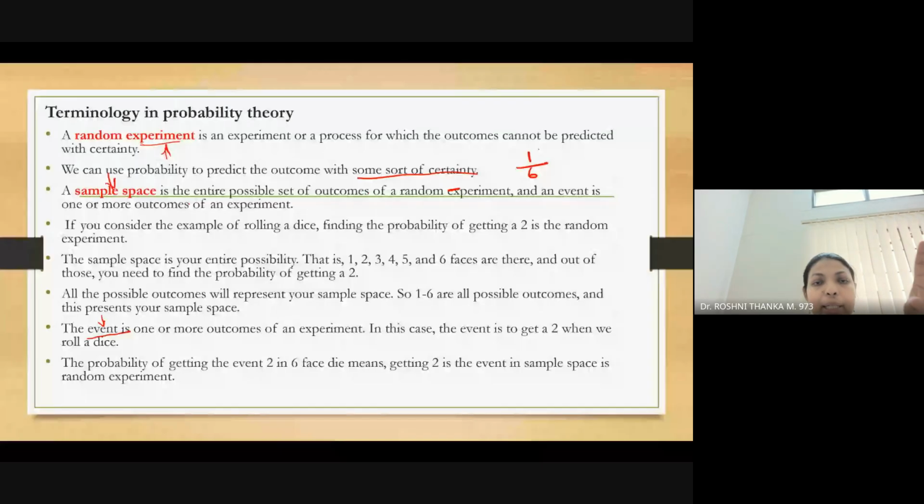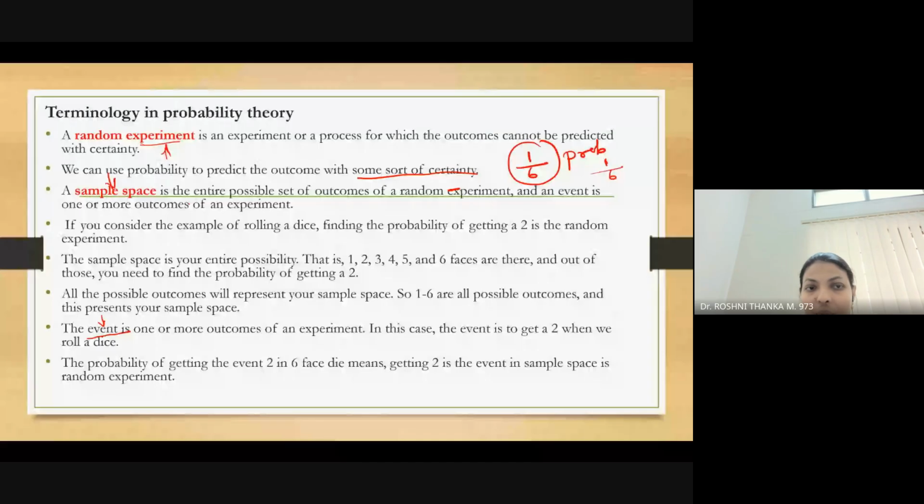So a random experiment means I have an experiment, like rolling a dice, where I cannot give any certainty. With probability, I give some certainty. When I throw, I have 6 outcomes, out of which the certainty of getting any one is 1 by 6. So if you consider rolling a dice, getting 2 is part of the random experiment. Okay, then what is a sample space? The first one was random experiment, where there is no certainty, and I also explained probability.